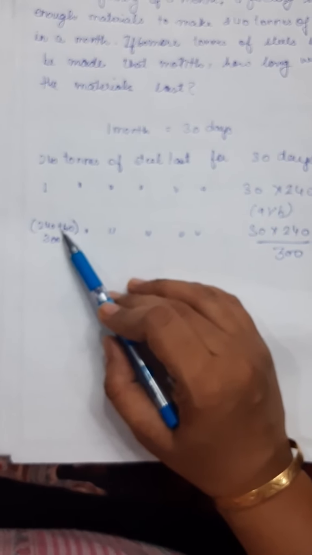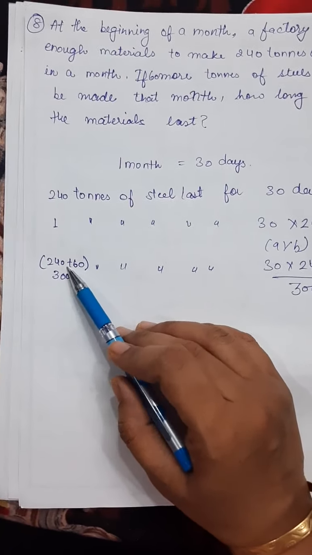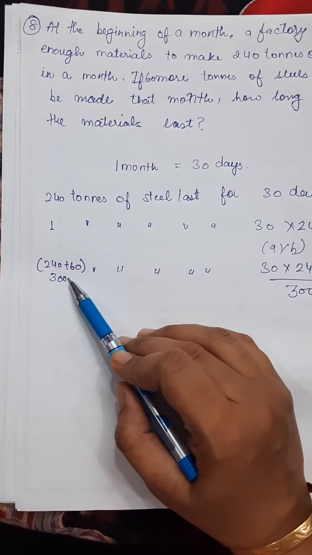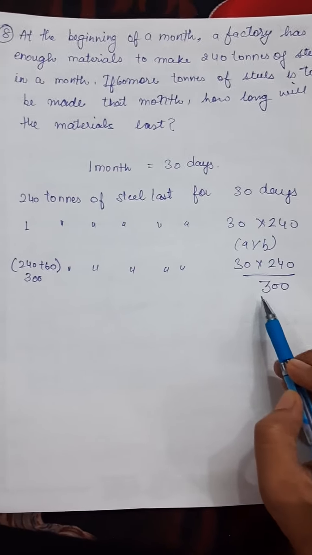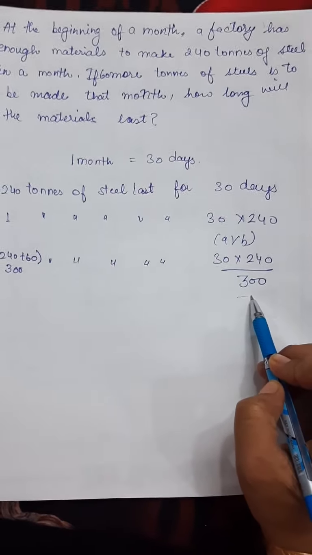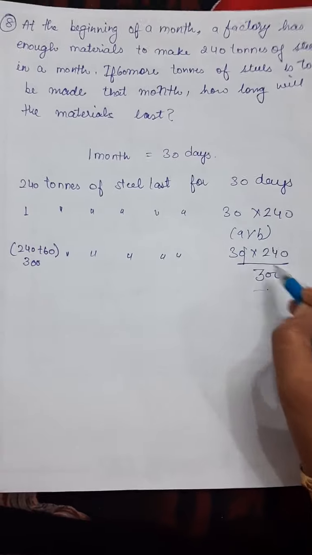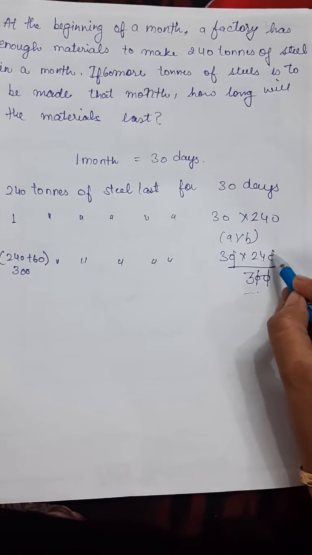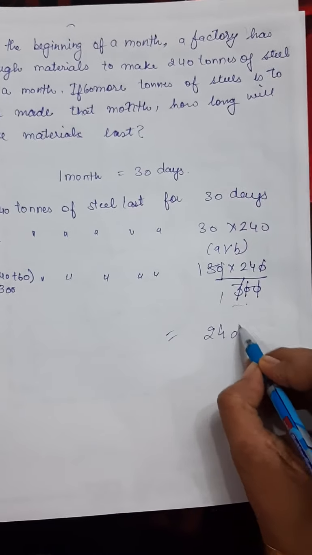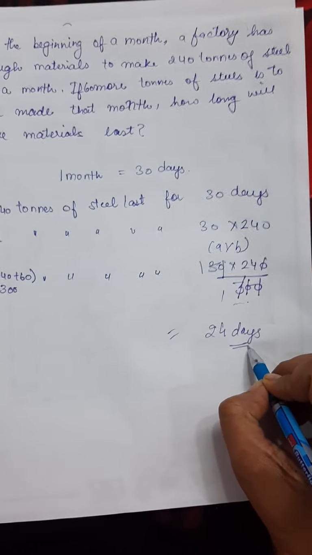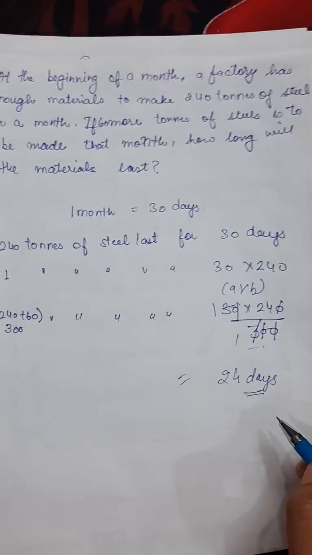So, how much is to be increased? That is 240 plus 60. 300 tons is to be produced. So, how long will it take? 30 multiplied by 240 divided by 300, not 60, because the total production is to be 240 plus 60, 300. So, 0 and 0 cancel. This 0 and 0 cancel. 3 ones are 3, 3 8s are 24. So, 24 days. If I am going to increase my production by 60 more tons, it will last only for 24 days.